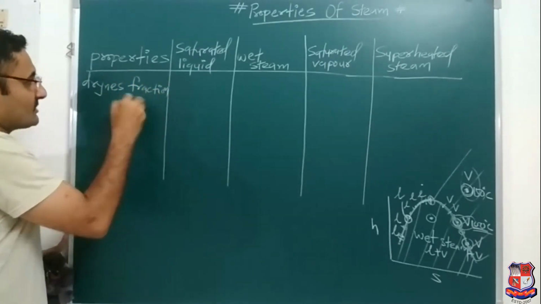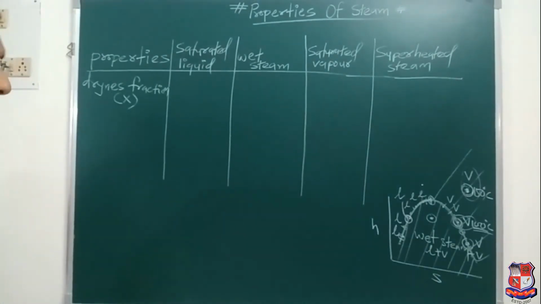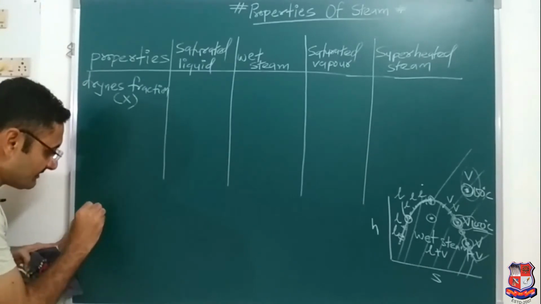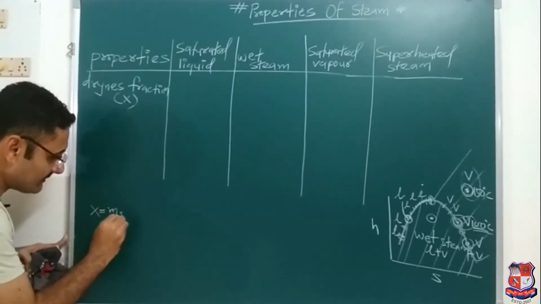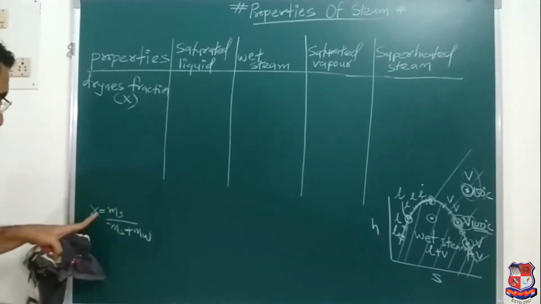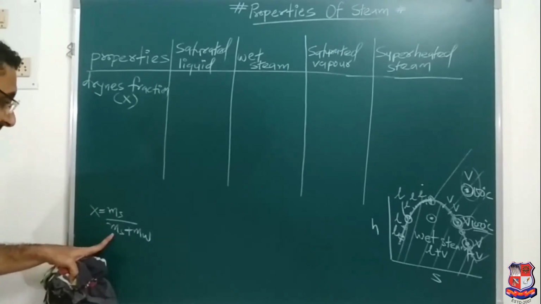Dryness fraction is indicated by capital X or small x, whichever is convenient for you. If I want to write the dryness fraction equation, it is x equals ms divided by ms plus mw. Ms means mass of steam, or vapor as you can also say, plus mass of water.